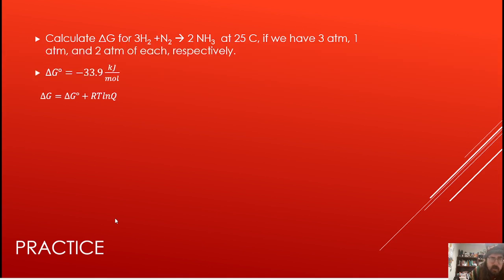Now, we have two last problems. Looking at our 3H2 plus N2 goes to 2NH3 again, 3, 1, and 2. We have a Gibbs of negative 33.9. I'm wondering, since we're out of standard state, is this going to be more spontaneous or less spontaneous? So let's look at it.